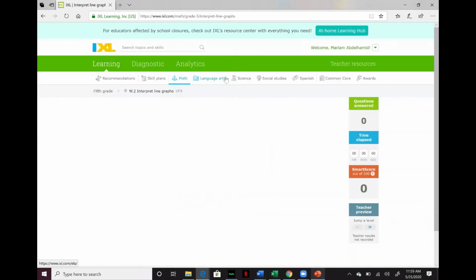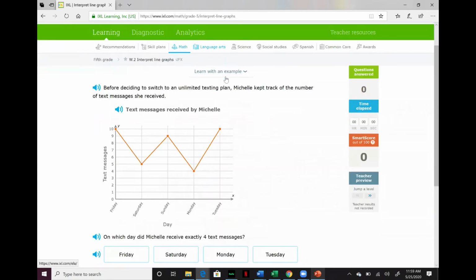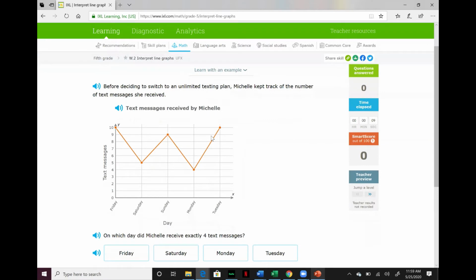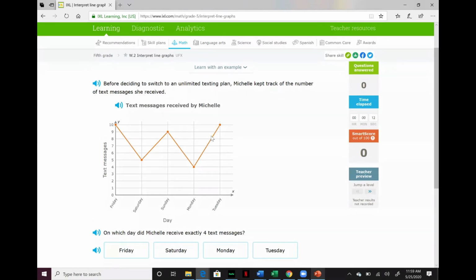The next type of problem is based on interpreting line graphs, which is UFX. So this says, before deciding to switch to an unlimited texting plan, Michelle kept track of the number of text messages she received. So if you can see here, again, this is a line graph. So on Friday, if you look, this is Friday, she received 10. On Saturday, she received 5. On Sunday, she received 9. On Monday, she received 4. And then on Tuesday, she received 10 again.